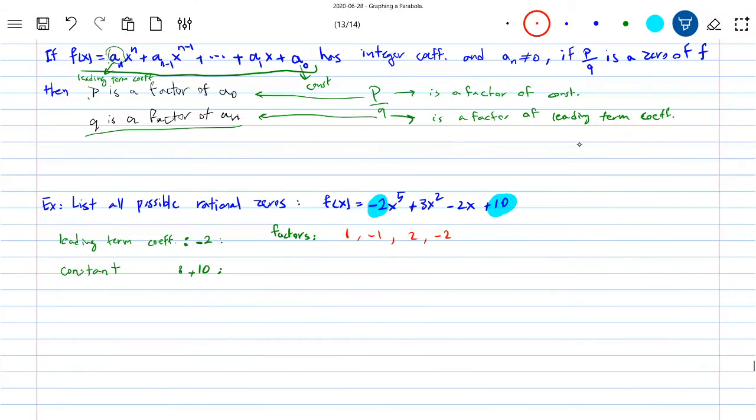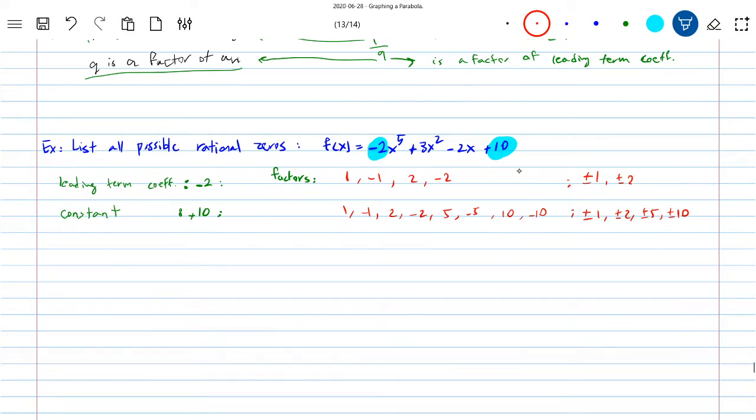And what are the factors of 10? 1, -1, 2, -2, 5, -5, and don't forget 10 and -10. These are all the possible factors that 10 has. There's a shorter way of writing it, by the way. Instead of writing it this way, you can write it as plus or minus 1, plus or minus 2 for -2, and plus or minus 1, plus or minus 2, plus or minus 5, plus or minus 10 for 10.